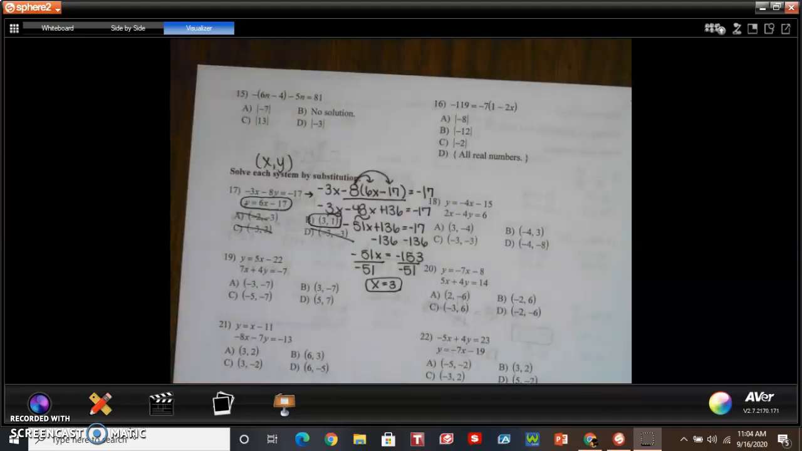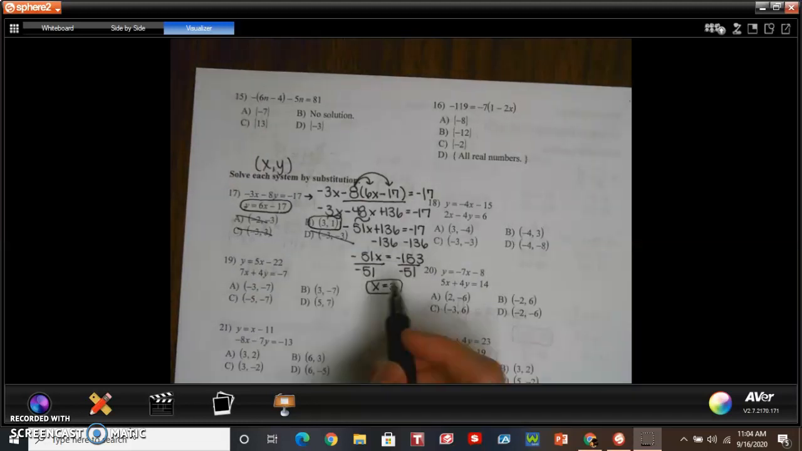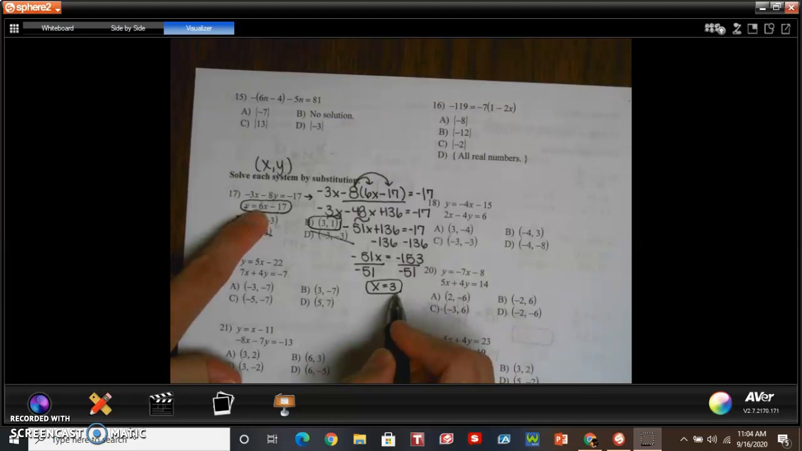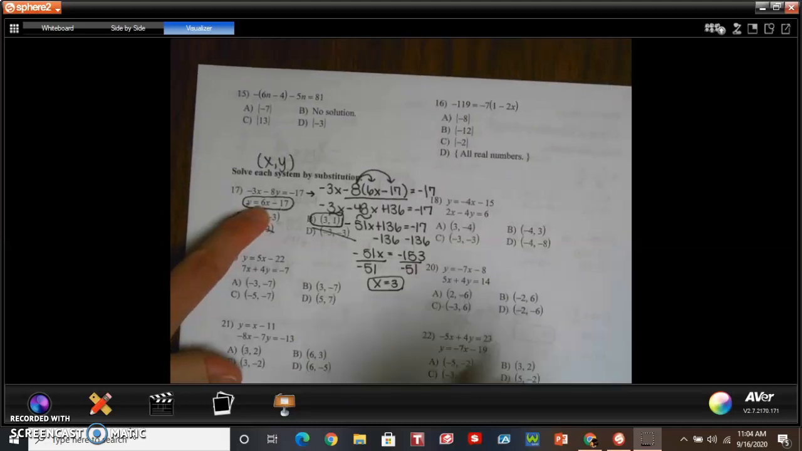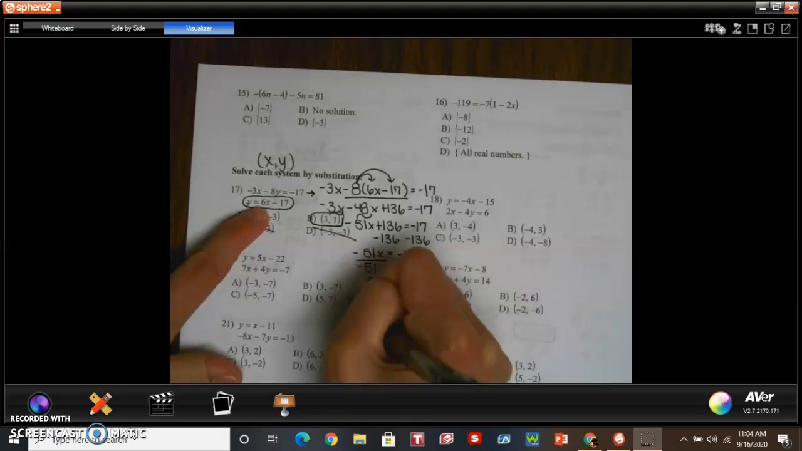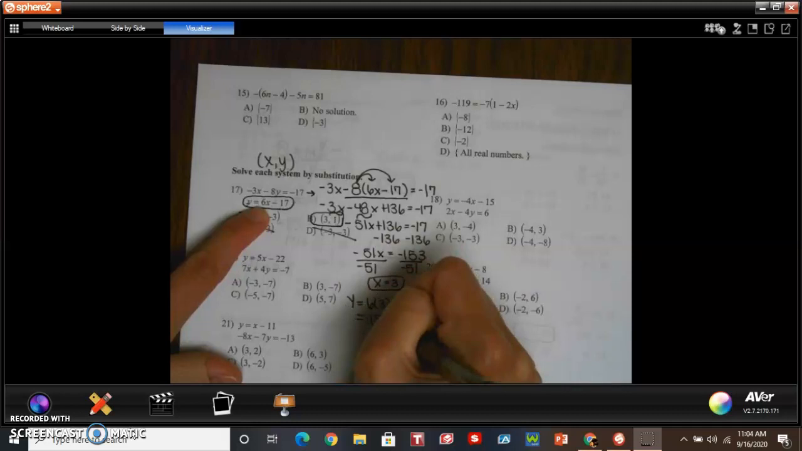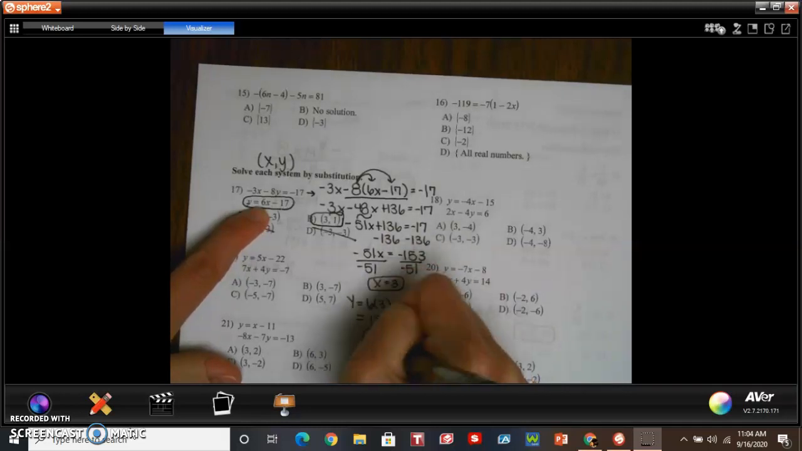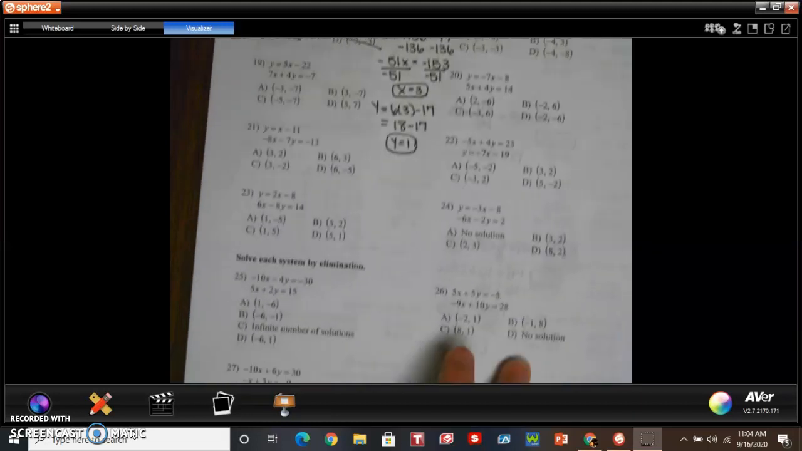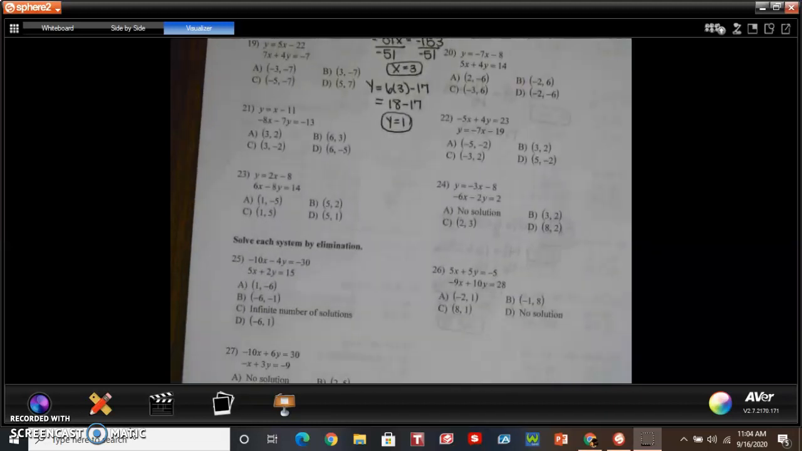Now let's say we had more than one that said x equals 3. What you'll do is take your 3 for x and plug it in right here to solve for y. So for example, we would say y equals 6 times 3 minus 17, which would give us 18 minus 17, which gives us y equals 1. Okay? All right.